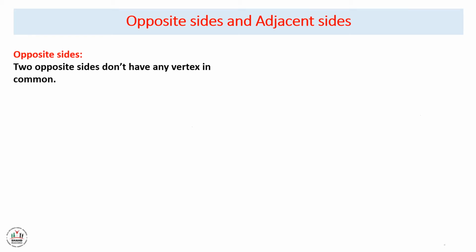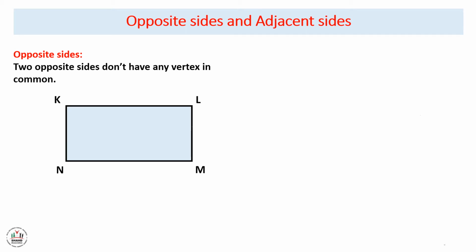Opposite sides: two opposite sides don't have any vertex in common, like this.